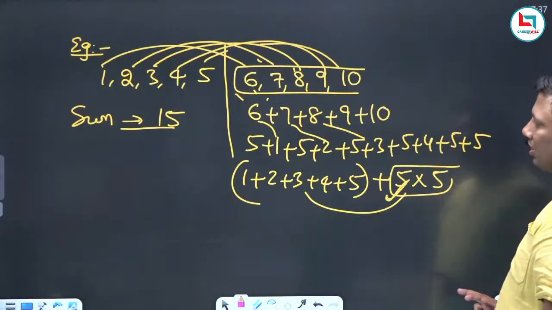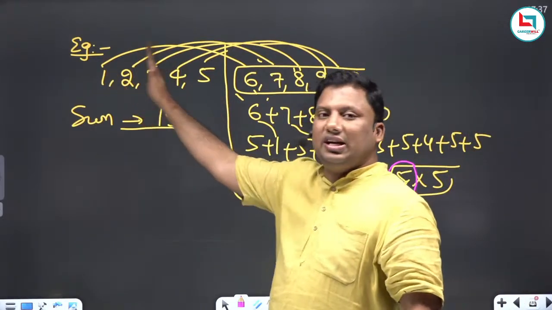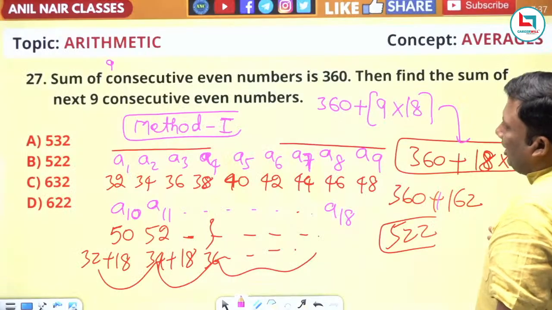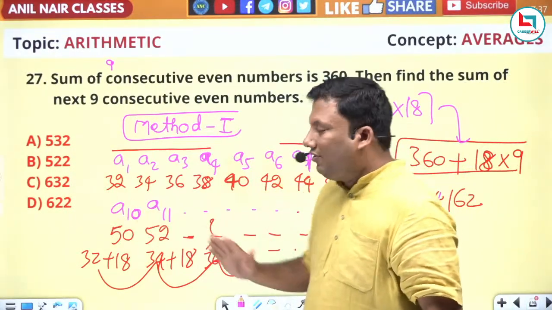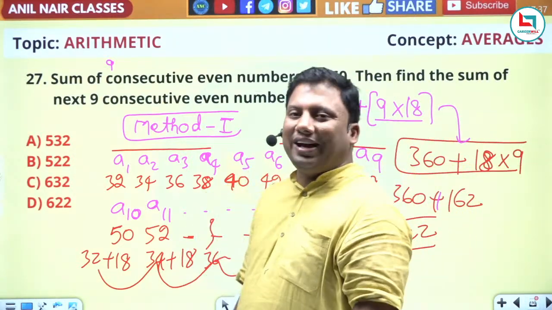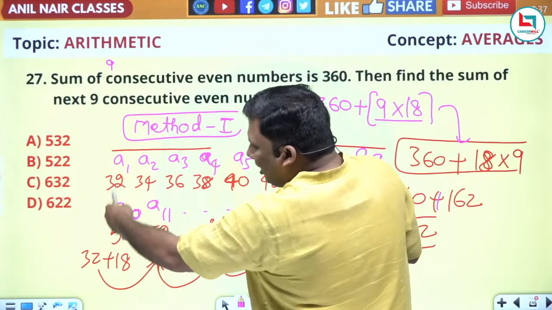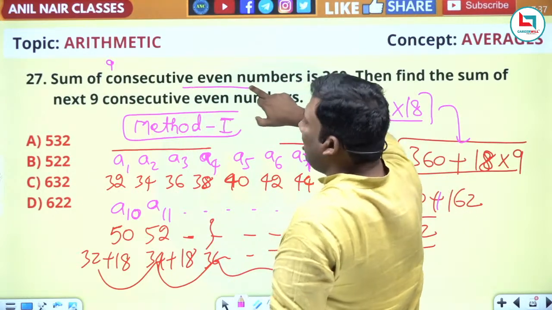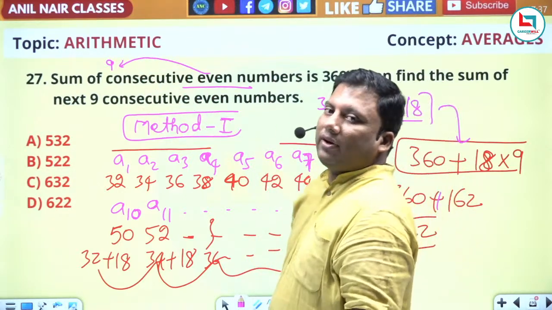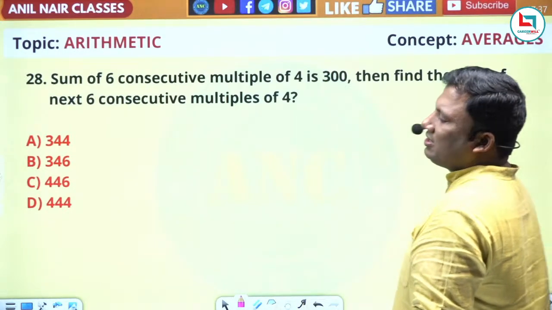In the previous question, if you see here, how many numbers am I adding? 5. Every time, what is the deviation? 5. Every time it is 5. Here, it is 9 into 18. 9 into 18. Yes or no? Directly you will get the answer. 9 more numbers we are adding, and the deviation will be the same. Because it is an even number and it is 9 consecutive numbers, 9 into 2, it will be 18. Once you understand, it is a very easy answer.